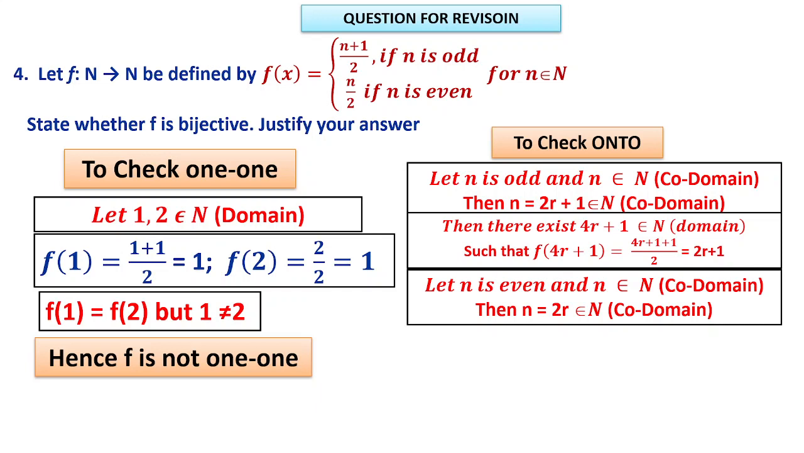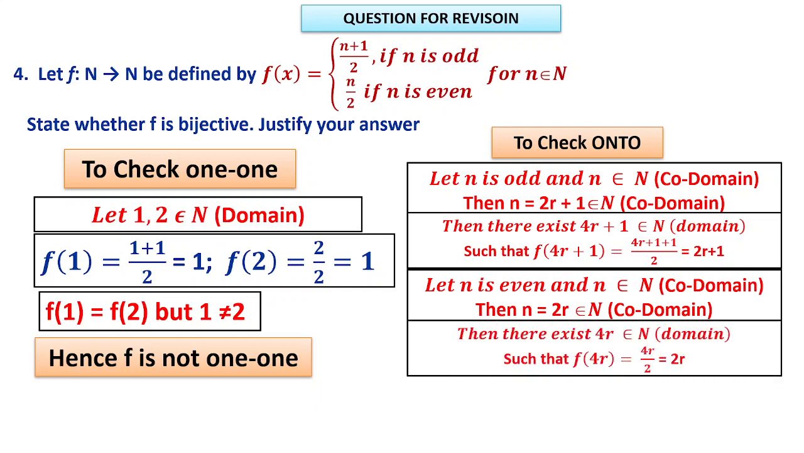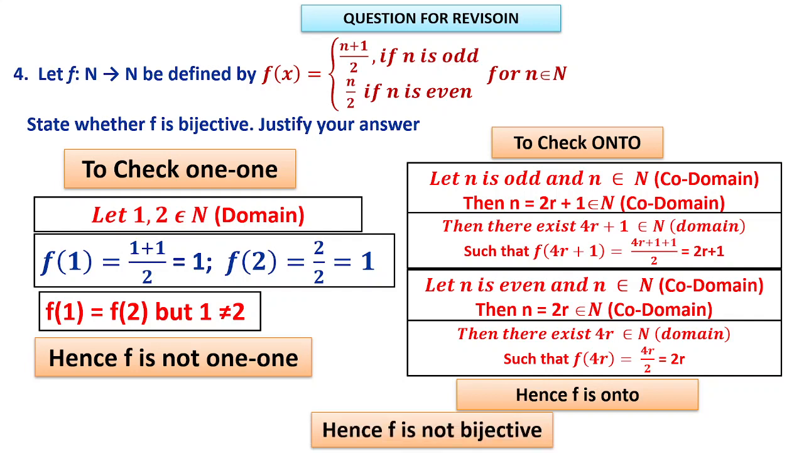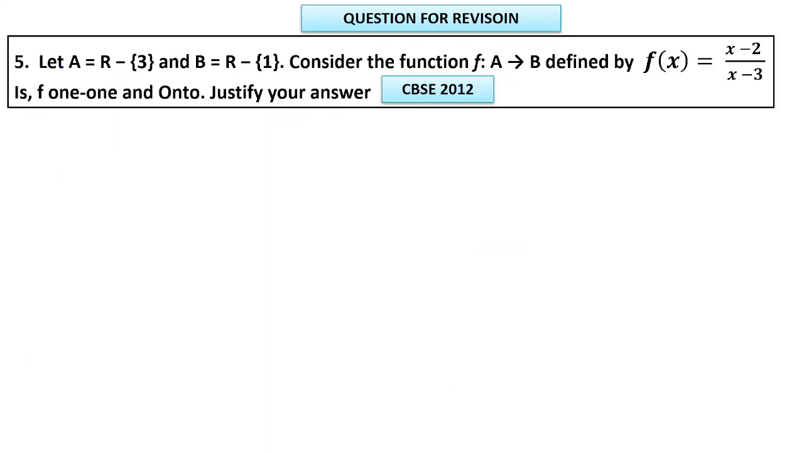Similarly, if n is even, all of you know it will be twice that. Therefore, there exists 4r such that f of 4r is 2r. Therefore, if you take any odd number, it has a pre-image. If you take any even number, you are getting a pre-image. You are identifying the pre-image only. Therefore, it is onto. Very interesting question. It is not one-one but it is onto. Therefore, it is not bijective. You should be careful.